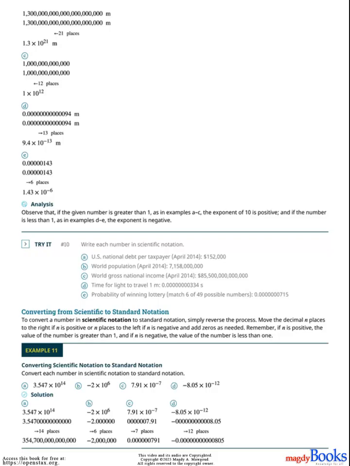Example 11. Converting scientific notation to standard notation. Convert each number in scientific notation to standard notation. A. 3.547 multiplied by 10 to the power of 14. B. Negative 2 multiplied by 10 to the power of 6. C. 7.91 multiplied by 10 to the power of negative 7. D. Negative 8.05 multiplied by 10 to the power of negative 12. Solution. A. 3.547 multiplied by 10 to the power of 14.